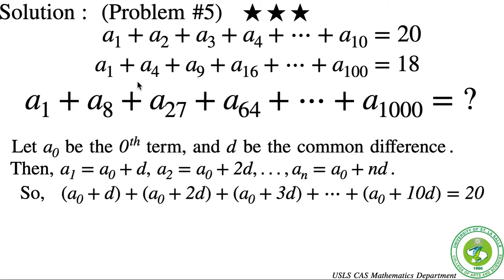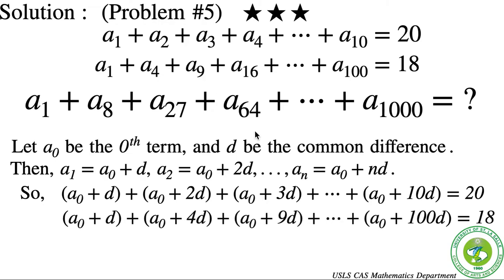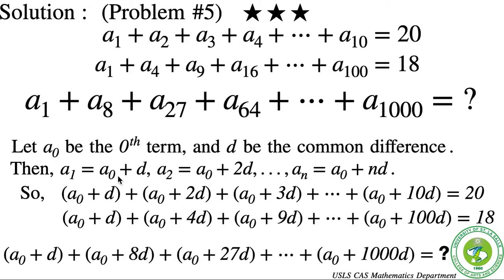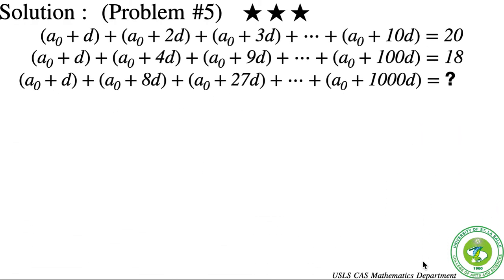Okay, in our second sequence, we'll do a similar thing as follows. A sub 4 will be a sub 0 plus 4d, a sub 9 will be a sub 0 plus 9d, and so on. Those will be our second sequence. And then the sequence that we want to get the value of will be something like this, which is equal to question mark. That's what we want to get, actually. So from here, we'll figure something out. Okay, so let's move them above.